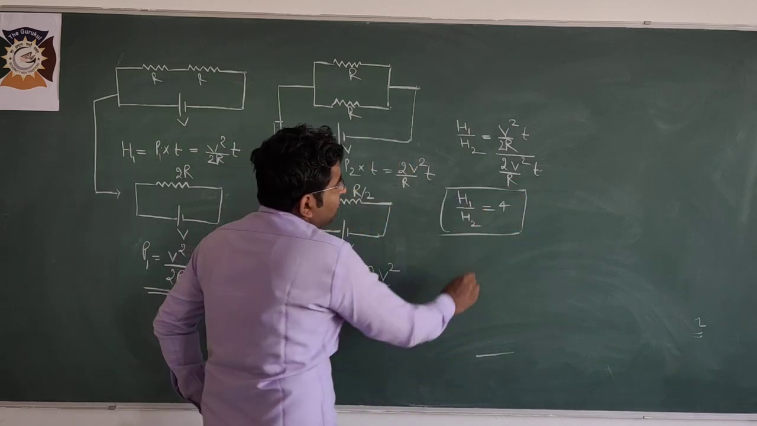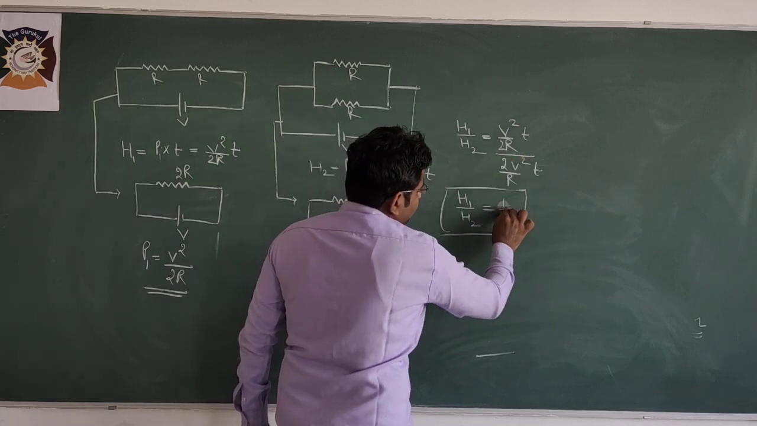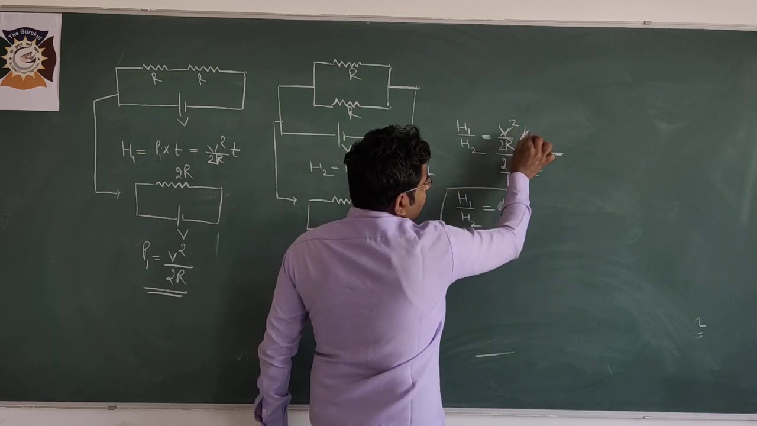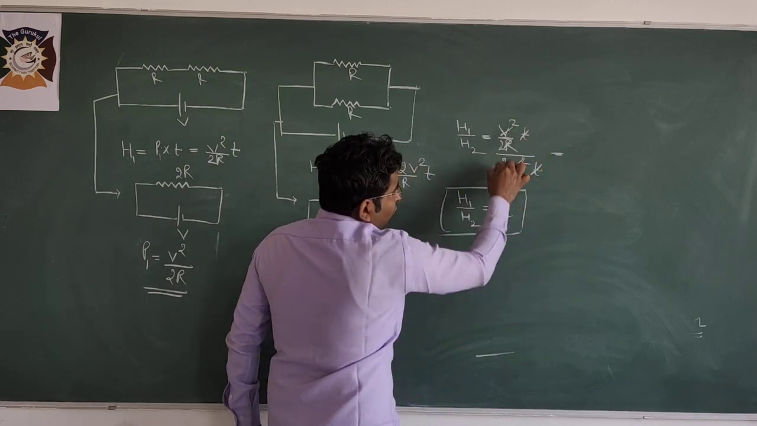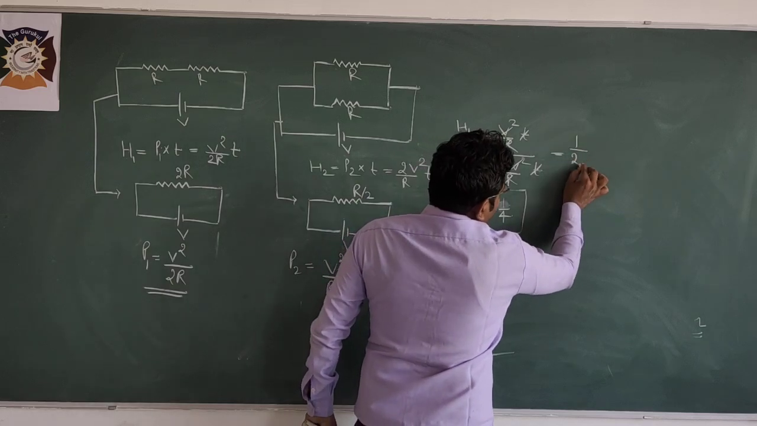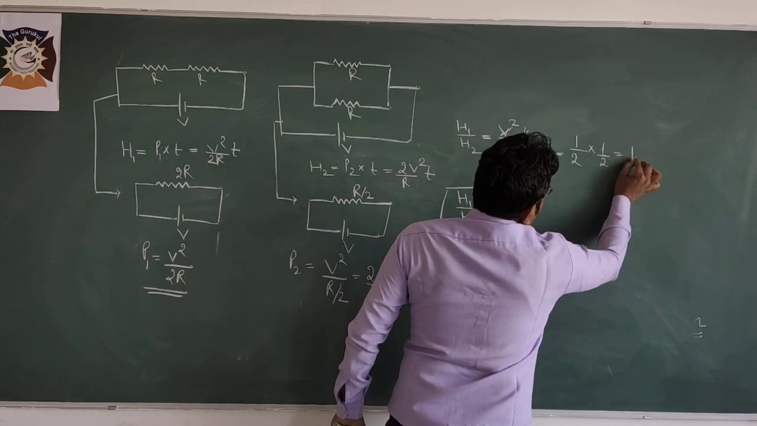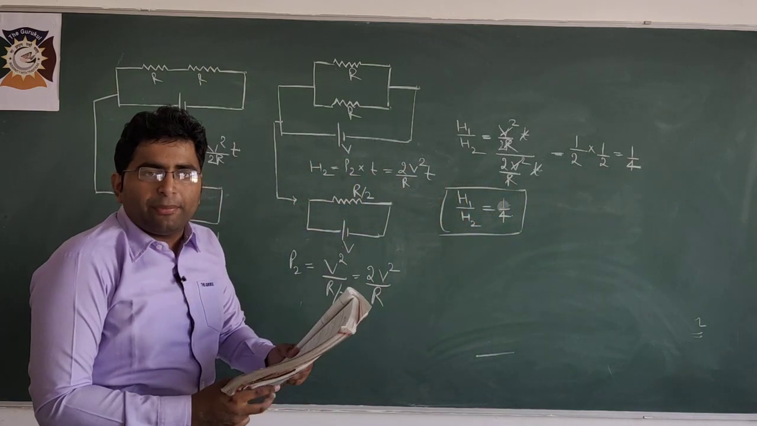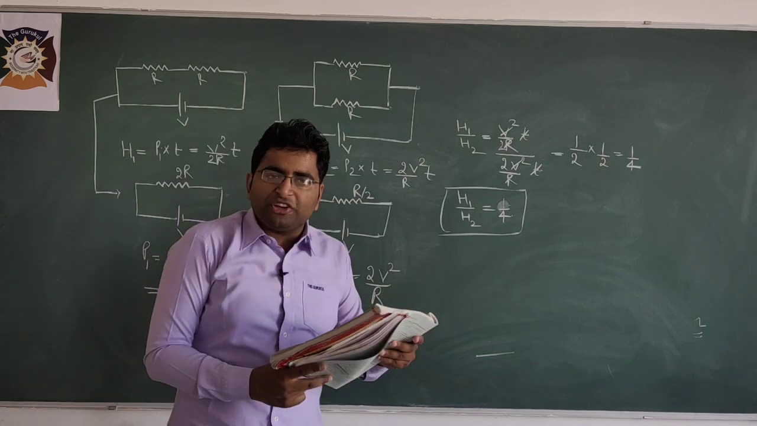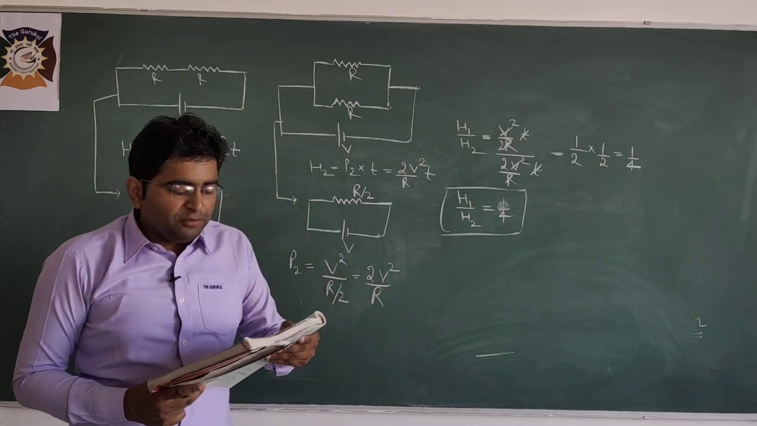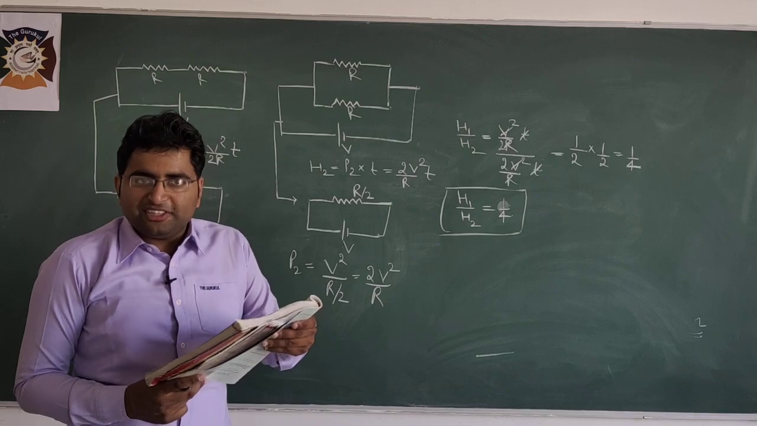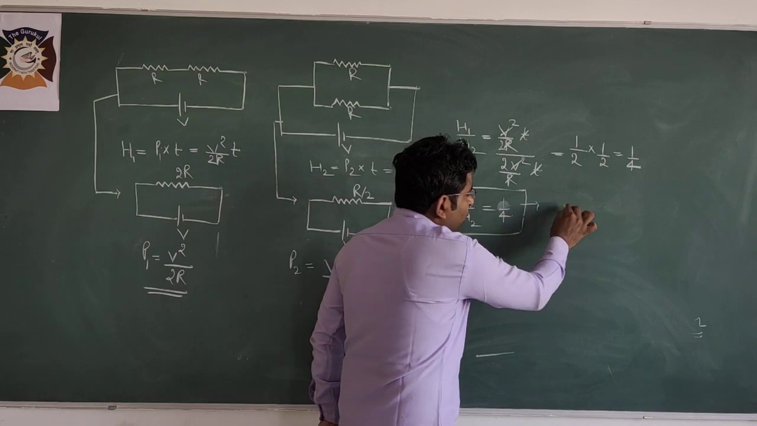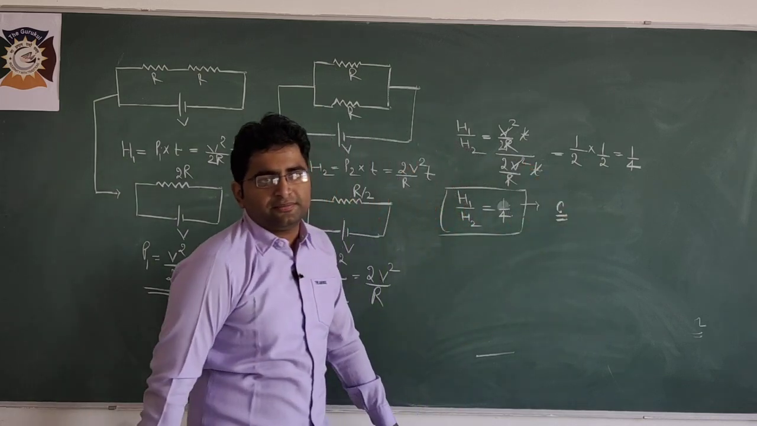Sorry, it will be 1 by 4. Let us see how. V square from V square cancelled out, T from T, R from R, 1 by 2 into 1 by 2, so 1 by 4. So H1 over H2 is equal to 1 by 4. So students, option A 1:2 wrong, option B 2:1 wrong, option C 1:4, yes, it is correct. So the answer of question 4th is C part.